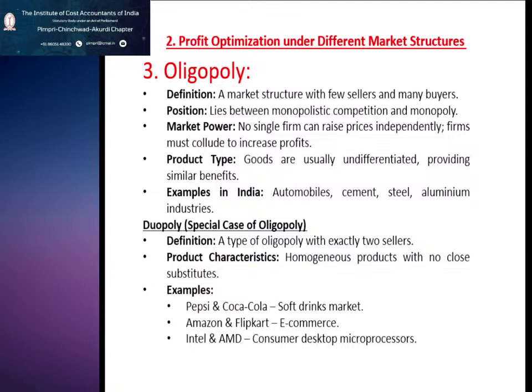There is a special case of oligopoly also, which is called duopoly. Over here there are exactly two sellers, with homogeneous products and no close substitutes. For example, Pepsi and Coca-Cola are a classic example of duopoly in the soft drinks market. Similarly, in the e-commerce industry, Amazon and Flipkart are duopoly cases. And in consumer desktop microprocessors, Intel and AMD are the two duopoly cases.